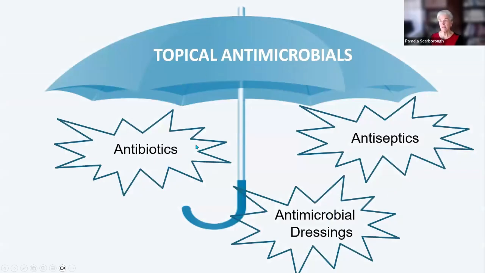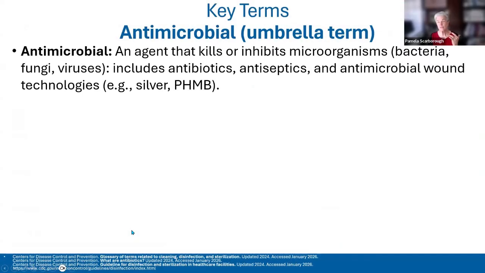Your topical antimicrobials are your antibiotics, your antiseptics, and your antimicrobial dressings, and there are some key terms you want to have in your mind. An antimicrobial is an agent that kills or inhibits microorganisms such as bacteria, fungi, and viruses, including antibiotics, and that's not what we're talking about right now. We're talking about antiseptics and antimicrobial wound technology such as silver or PHMB.